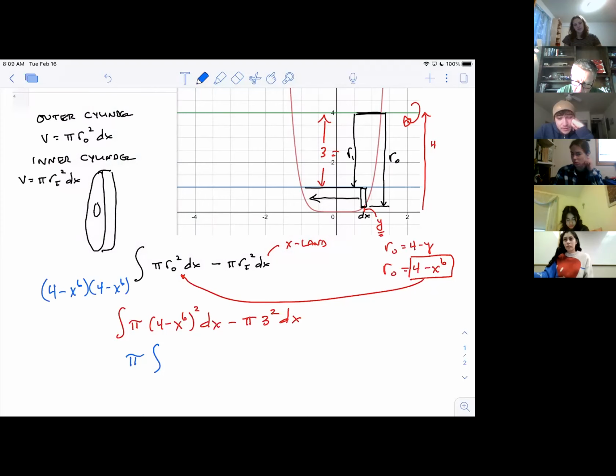So I'm going to go 4 times 4, which is 16, minus 4x to the 6th minus another 4x to the 6th is minus 8x to the 6th, and x to the 6th times x to the 6th would be x to the 12th. And then I still have that minus 9. So all of a sudden this looks pretty doable. Of course, I could collect that 9 and that 16 together if I wanted to, and then that's just a power rule problem. But the hard part of this stuff is drawing the picture.